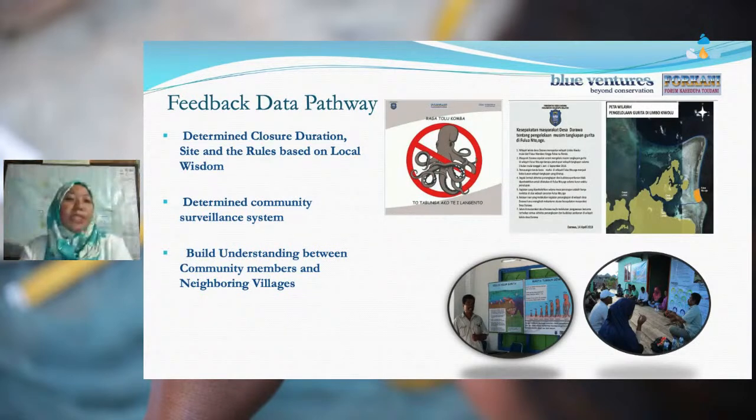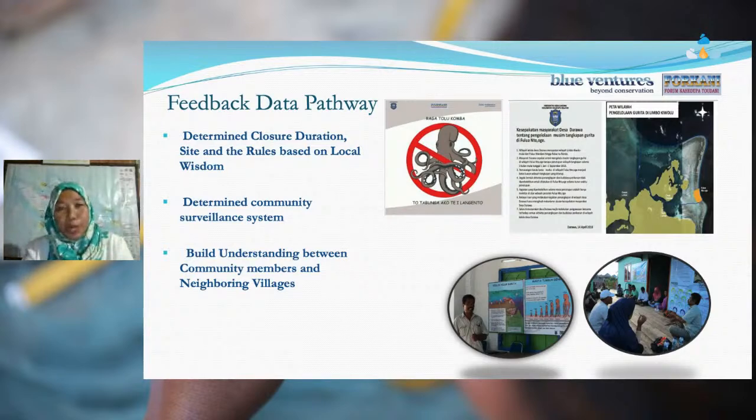And then we asked them about even the term, because in Wakatobi they have a long trauma with closure. So we changed the term about closure. We call it a harvest season for octopus in Wakatobi. We say that no one needs to say closure, it's like a temporary closure. It's like forbidden to say closure, because the community has a different meaning when we say it.